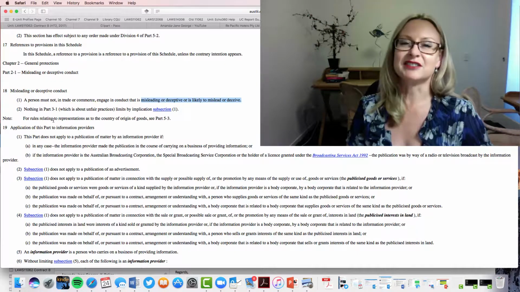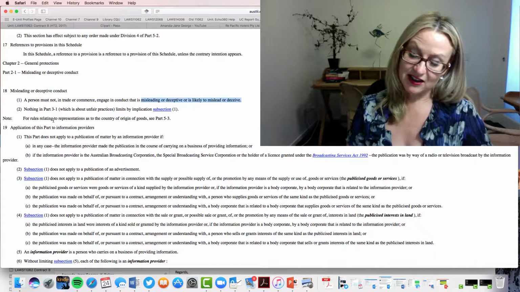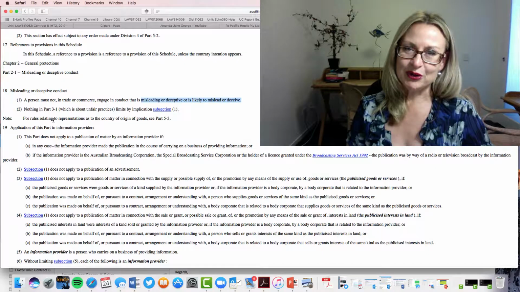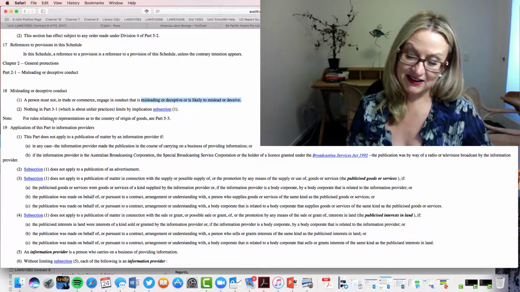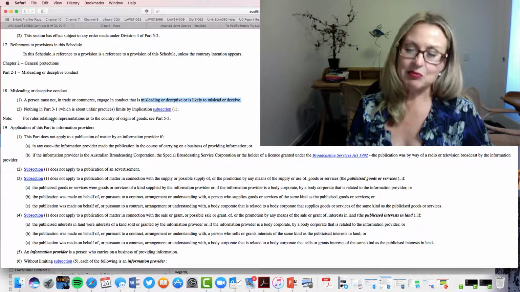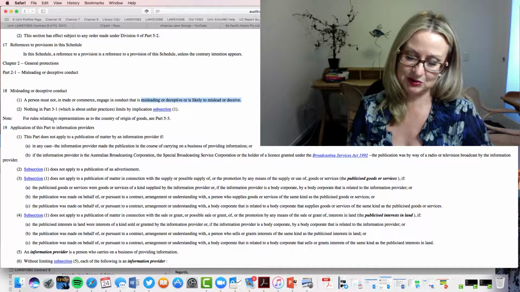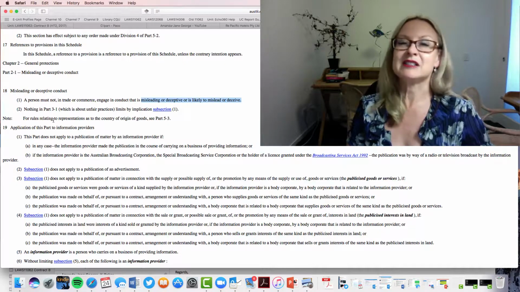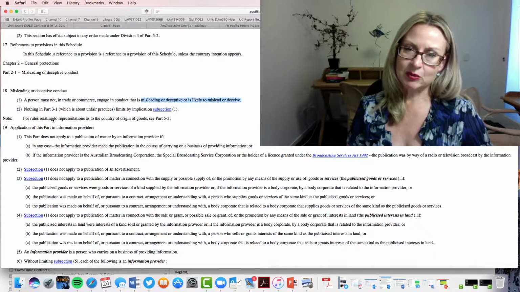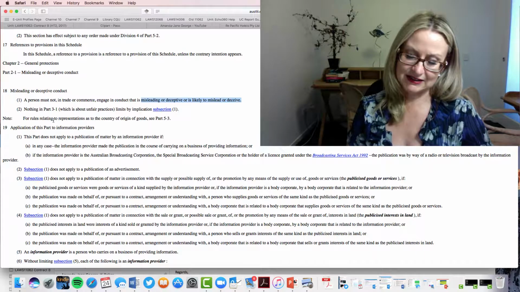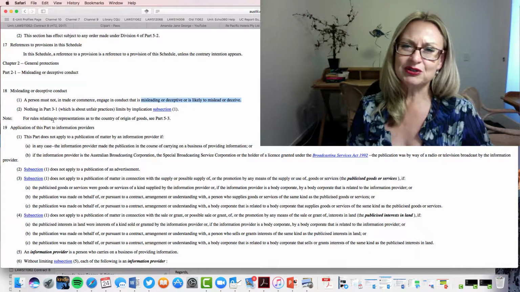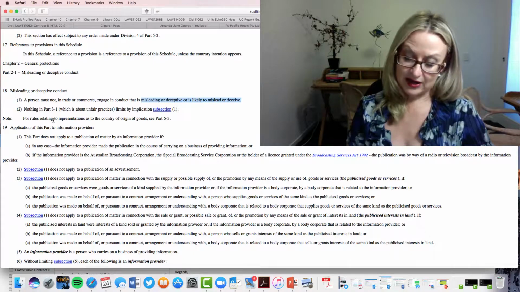Most of the discussion tends to be centred around the reasonable or ordinary member of the class. It doesn't matter if the chances of being misled are less than 50%, more than 50%. What you've got to do, as I said before, according to the Campermar case, is look at all the circumstances and conclude that there was a real and not remote chance of the consumer being misled.